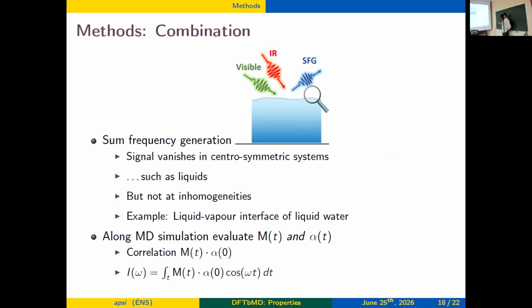I will not go into the derivation now. I would just mention that in this sum frequency generation, there's no signal if the system is isotropic or if there's a central symmetry of the system. And this is, for example, liquid water. If you take bulk, you will have no signal because everything averages out. But if there are inhomogeneities, you can have a signal.